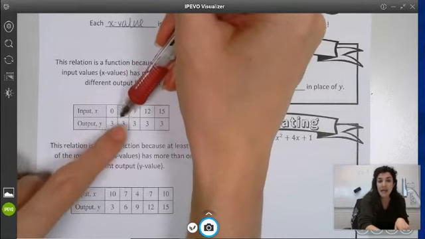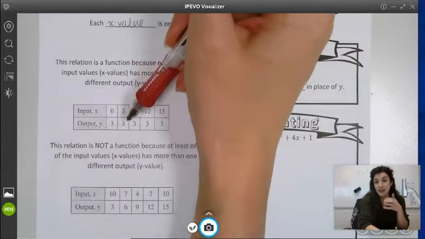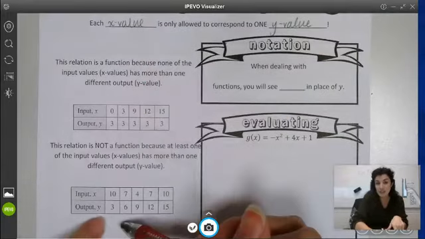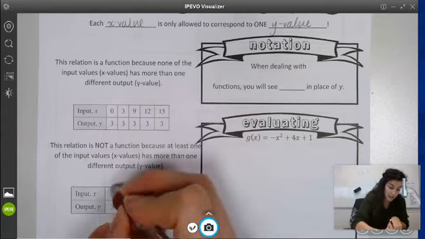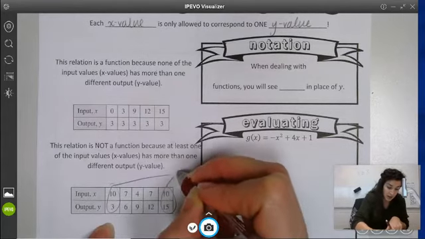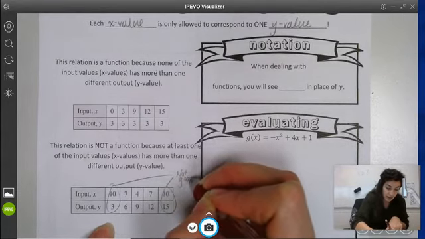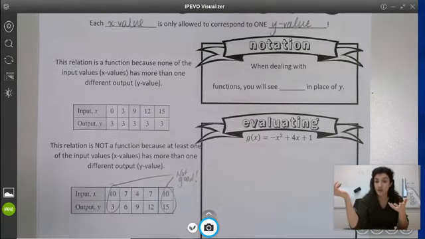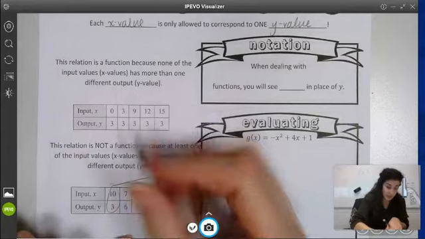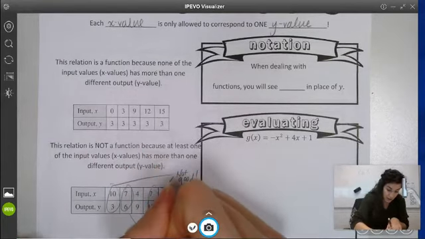If we had 0, 3, and then 0, 10, this would not be a function. As you can see down here, we have 10 going to 3, but then we have 10 going to 15. Not good. This is not a function because we have 10 going to two different numbers. Also, we see that 7 goes to two different numbers down here.